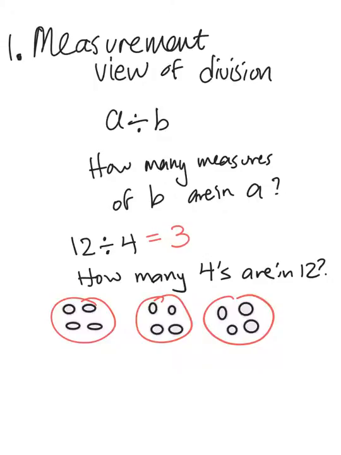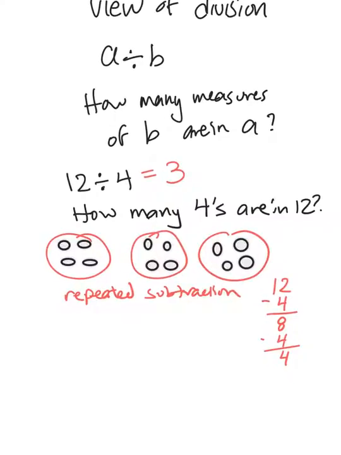It's called measurement because we're measuring out groups of a certain size, like groups of 4. It's also got a different name called repeated subtraction. And the reason why, we could think about taking 12 and then subtracting 4 from it and getting 8, and then subtracting 4 from it again and getting 4, and then finally subtracting 4 once more and getting 0, and so we end up subtracting 4 out 3 times. And so that's another reason why it has a name of repeated subtraction.